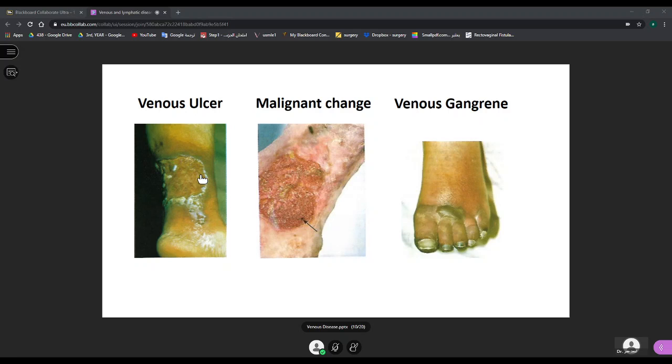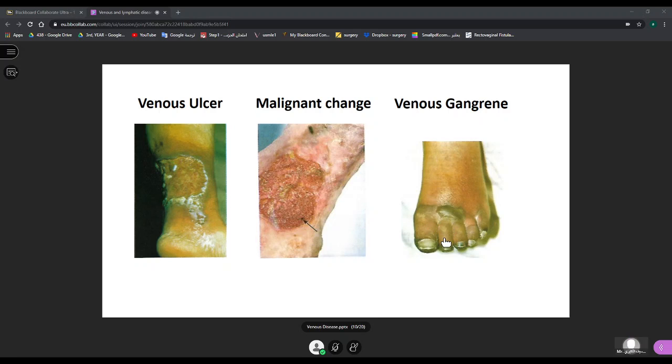Now, in this picture, you see these are ulcers, venous ulcers, and as I have mentioned, venous ulcers are usually encountered in the gaiter area. But tell me, what do you see here? This patient has venous disease and venous swelling, and he's showing these features.